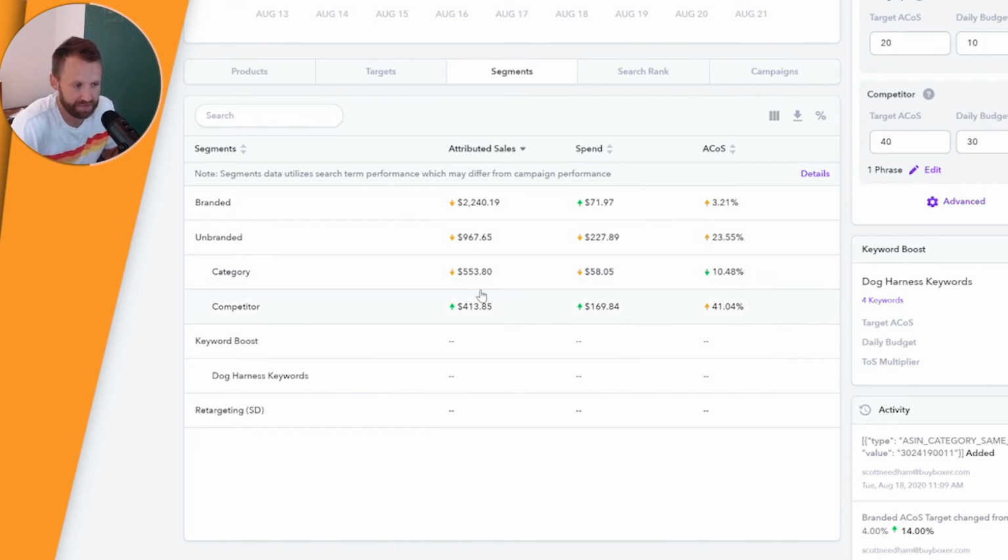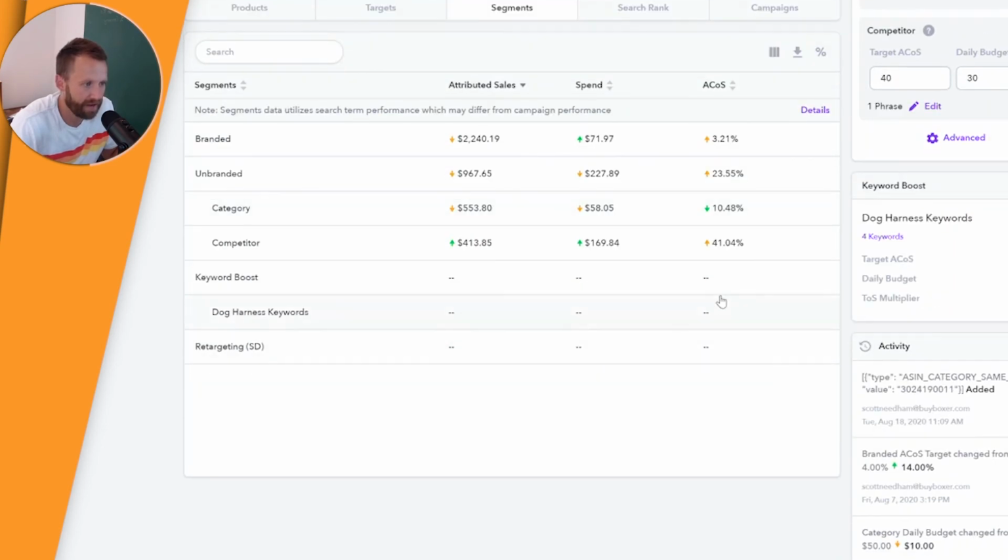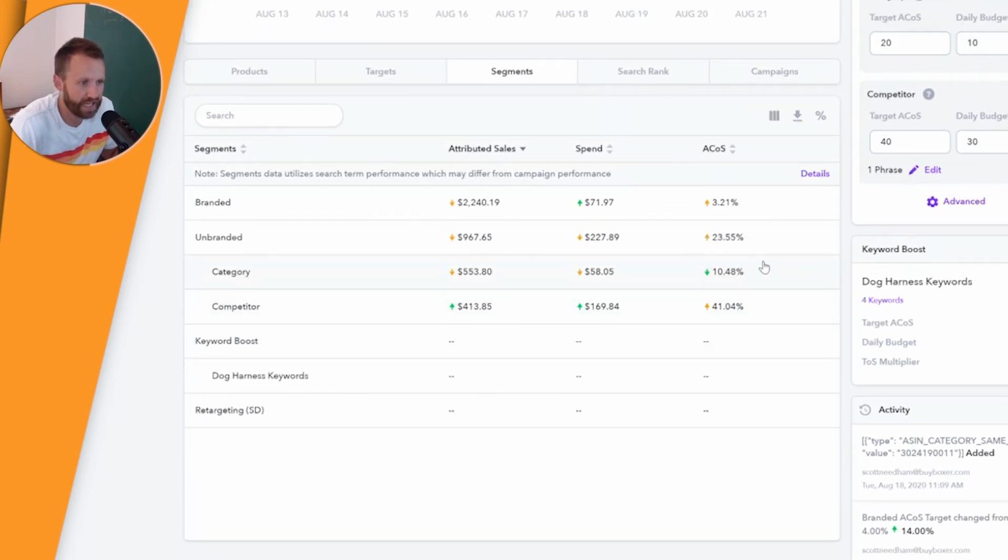This is just fun. And I can see right here again, over time, I've been at 41% on competitor, and then category, and branded, unbranded. It's really kind of hitting everything that I want in this. And then one other point is that this lets me change my opinion.